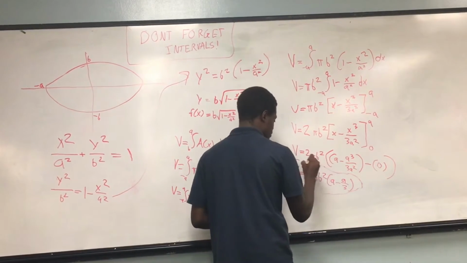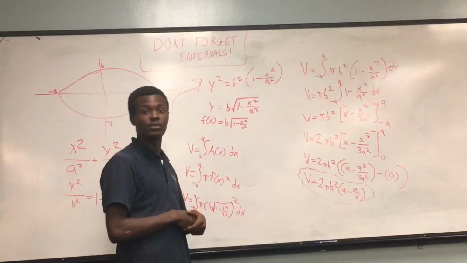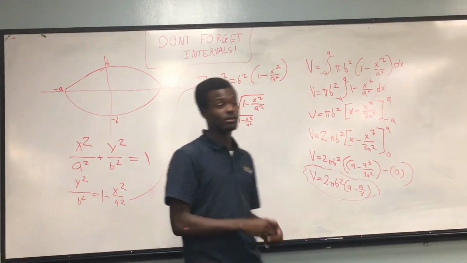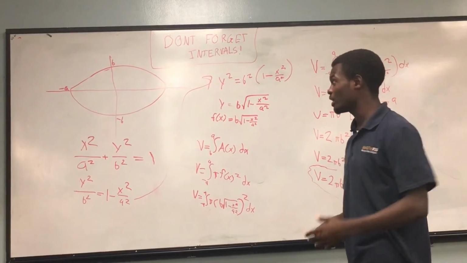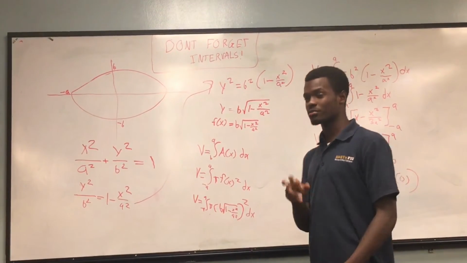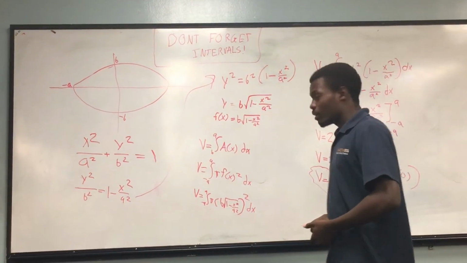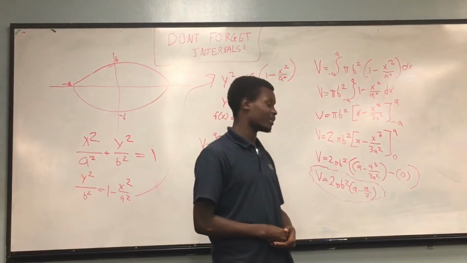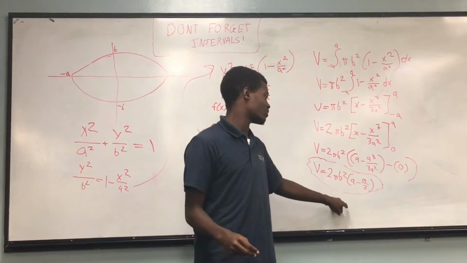And there you have it, folks. That's how you can solve for the volume of a football using this method. There is a more accurate way using the y equals sine of x equation, but we're not going to do that here in this video. Our final answer, by the way, is V equals 2 pi b squared, parentheses, a minus a over 3.